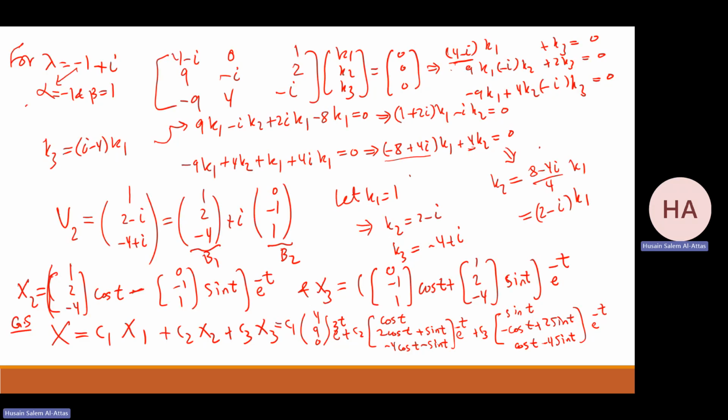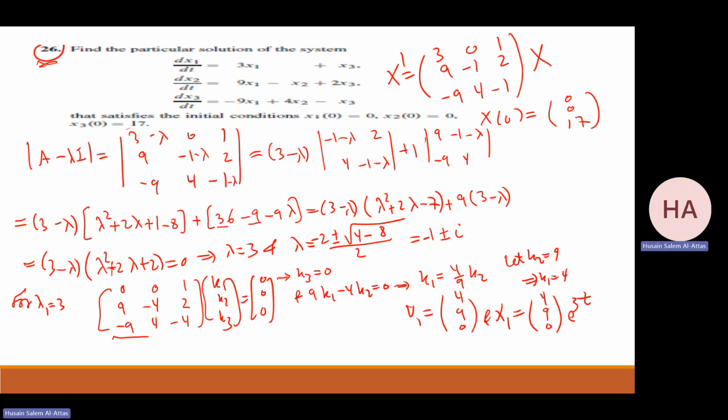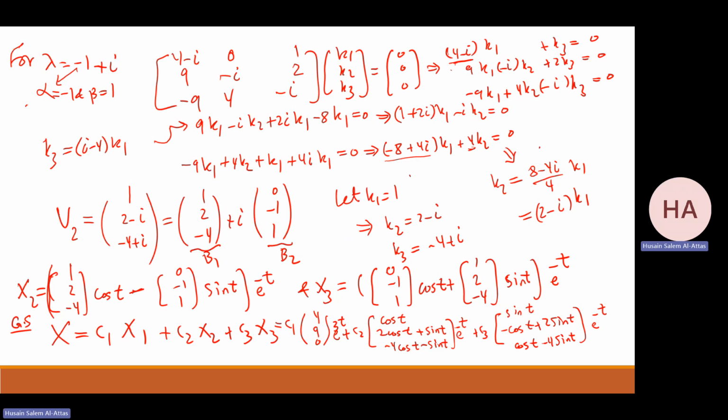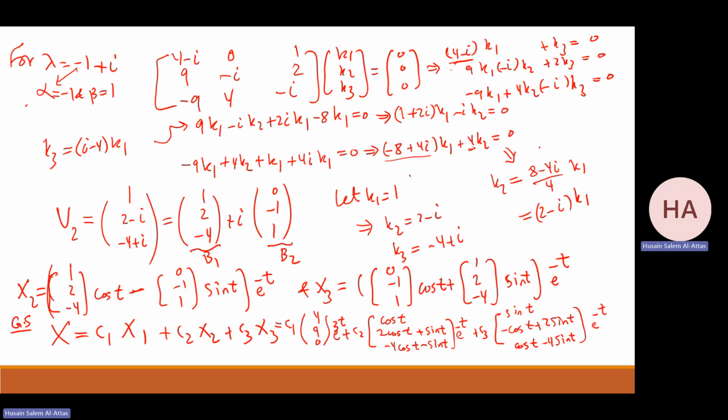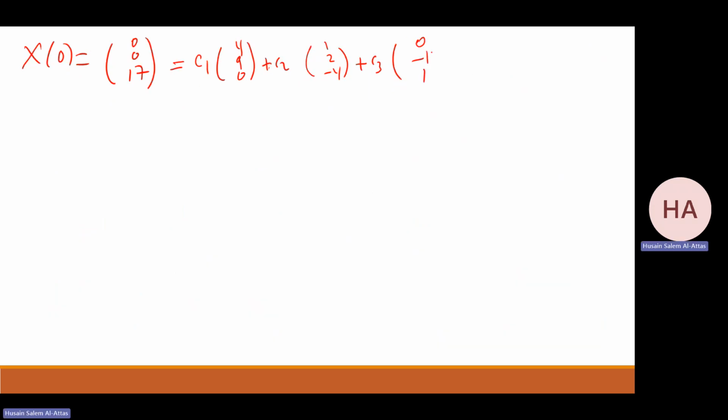Now I need to plug in the initial condition. If it is complicated, I will leave it. X at 0 is 0, 0, 17. And what is X at 0? That will be C1 times 4, 9, 0 plus C2. I just need the cosine part. Cosine will be 1, sine 0. That will be 1, 2, minus 4, plus C3 times 0, minus 1, 1.